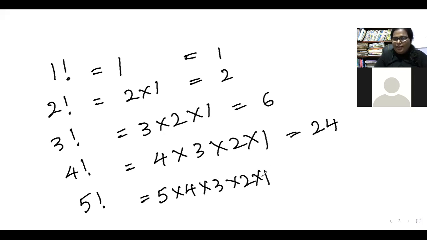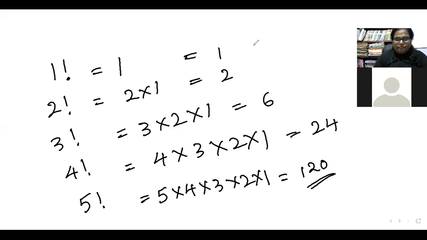Factorial means taking the product of the numbers, decreasing one by one down to 1. So when you take this one, 5 into 4 is 20, 20 into 3 is 60, 60 into 2 is 120. This is the value for 5 factorial, right? So this is the way we use factorial notation.